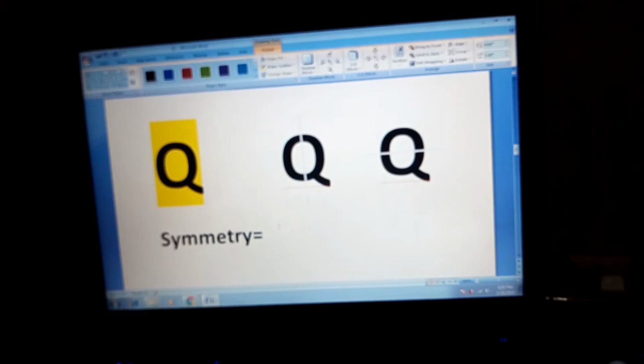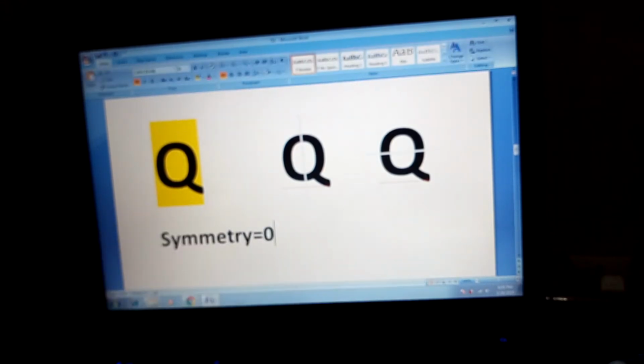So what does this mean? That the Q doesn't have any symmetrical line. So the number of symmetrical lines of the alphabet Q is 0.